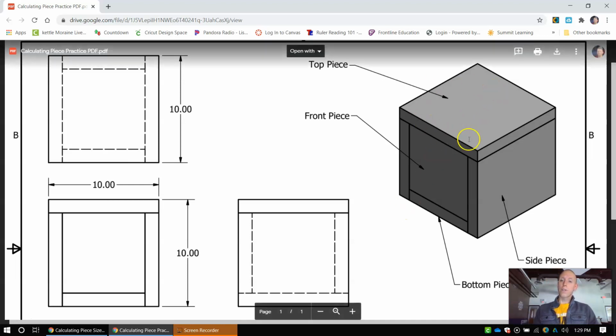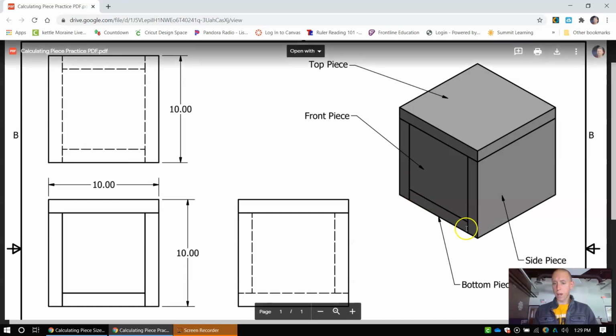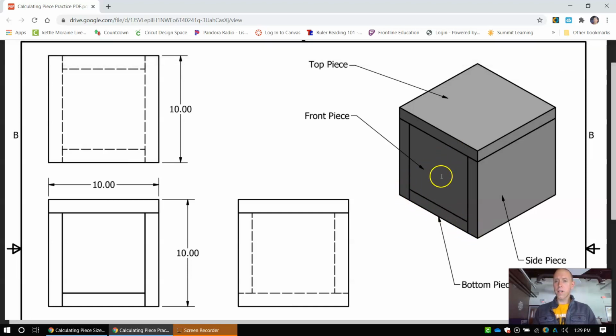If we look at our isometric view, our 3D view, we can see that these pieces are actually labeled. Notice the top is resting on all the pieces. The top is resting on the sides and also the front and back. We can't see the back right now, but there is a back. The back exists. And then notice the bottom piece is between the sides and it's underneath the front and back.